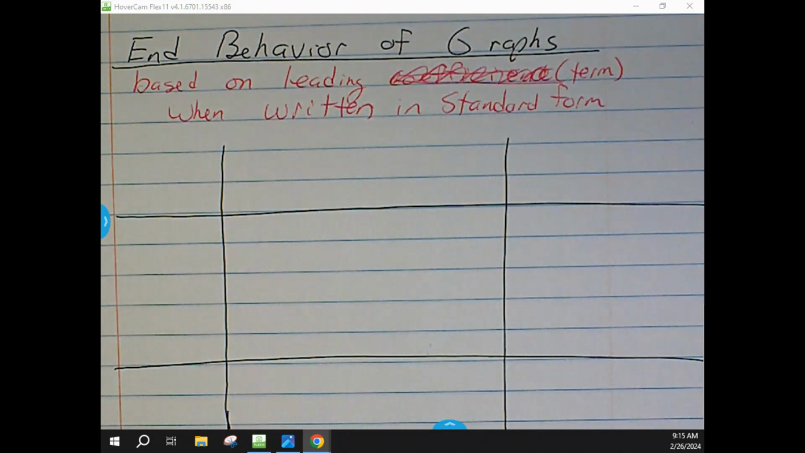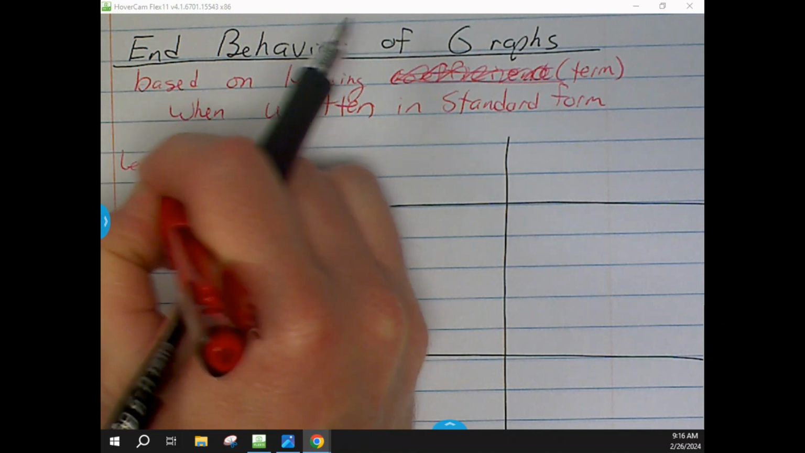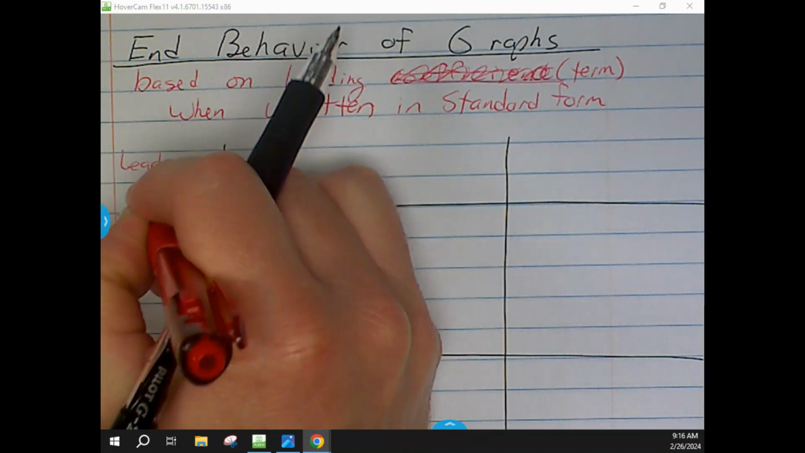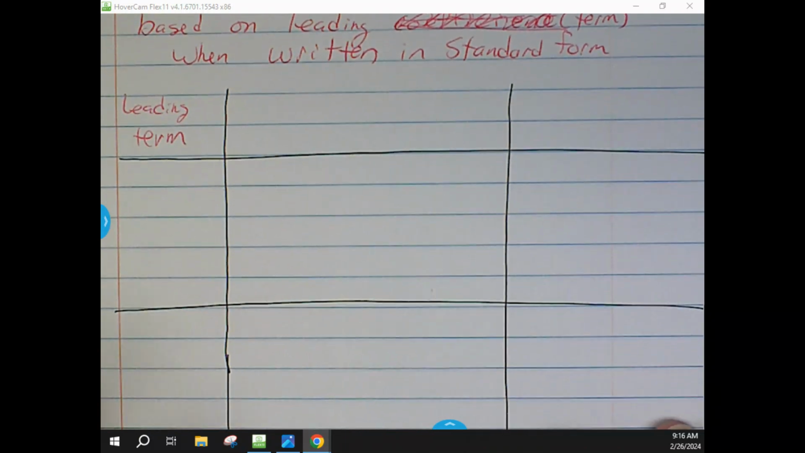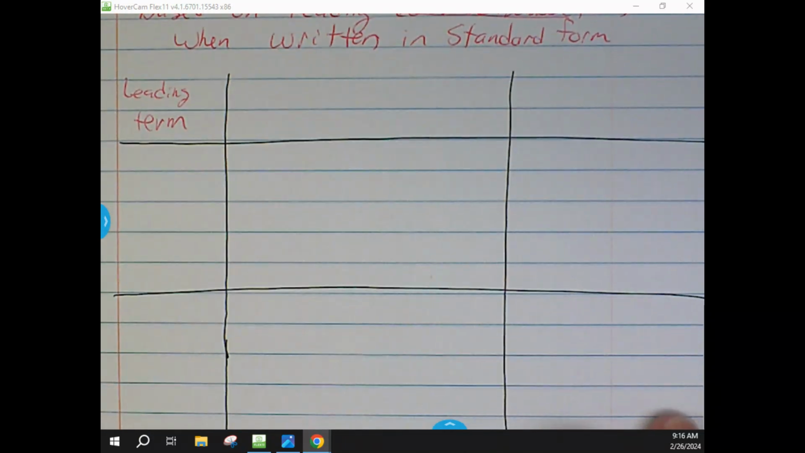Okay, so again, for this part, this is just the ends of the graph. Everything that happens in the middle, we'll talk about more in the next sections coming up a little bit later on. But right now, we're just worried about what's happening on the ends of the graph, because we'll come back and talk about all the stuff that's happening in the middle of it. So for that one, you're always going to go back to your leading term. Again, we're assuming it's going to be written in standard form so we can get the leading term really easily. And based on that leading term, it's one of two things.